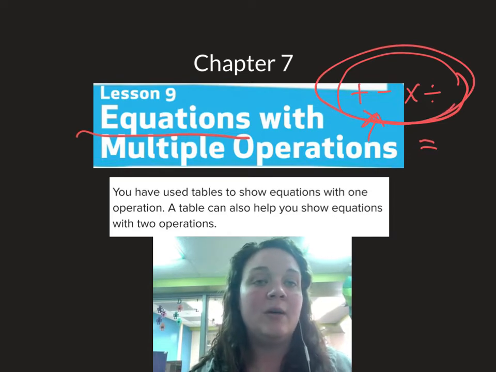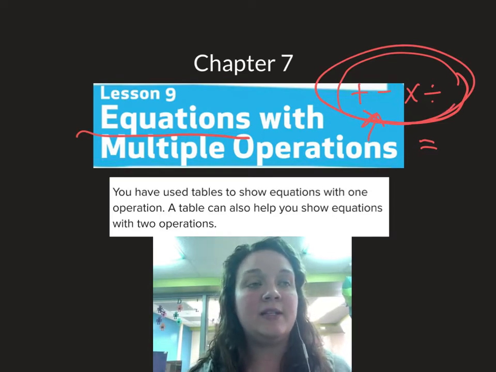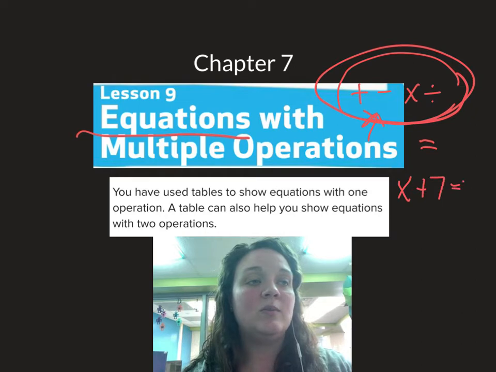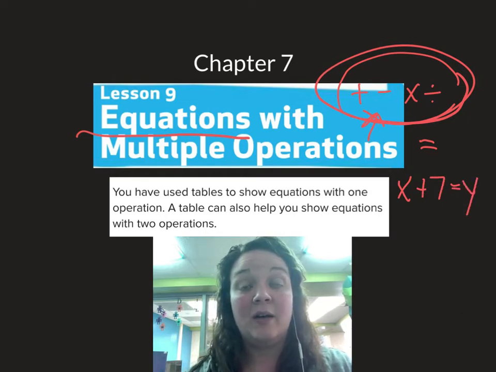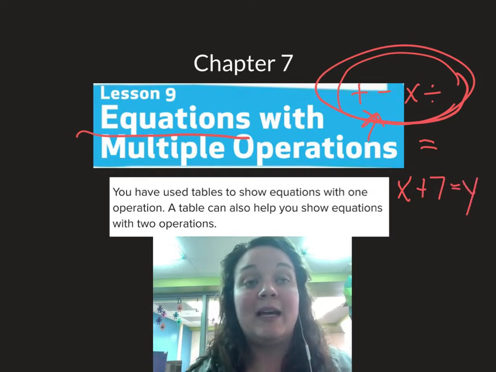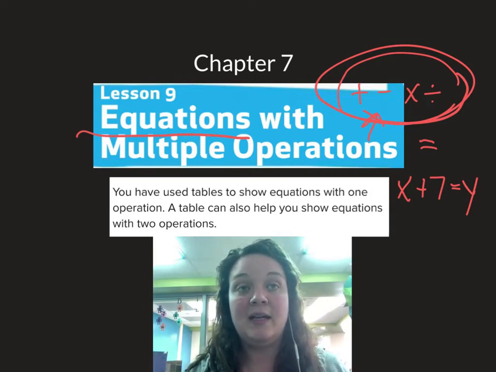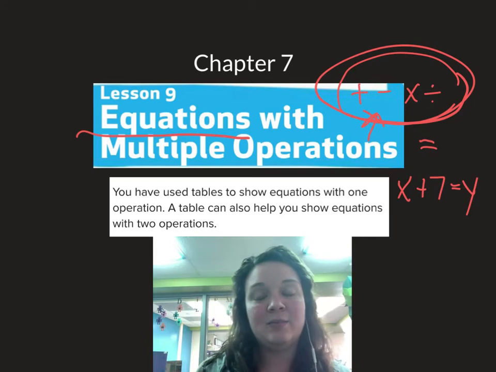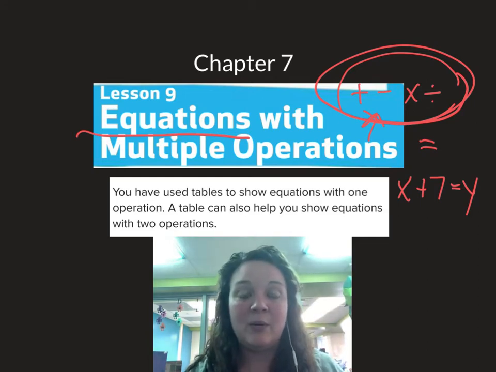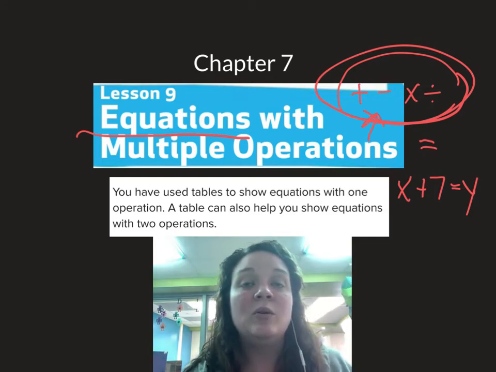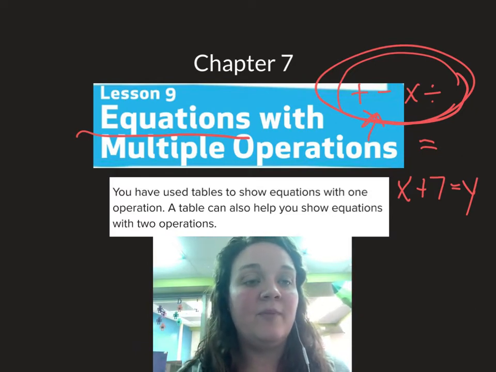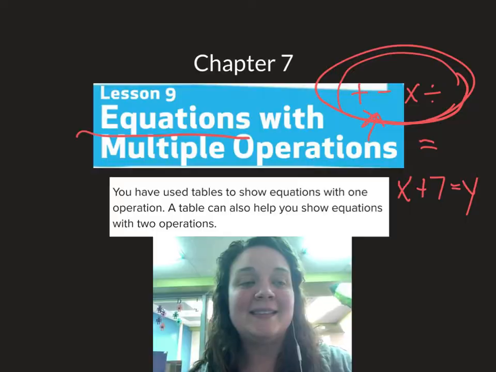Okay, so it says you have used tables to show equations with one operation, right? That's where we had like x plus 7 equals y. So now today we're going to look at tables that have two operations. So it's going to get trickier, but we've already practiced one with adding and subtracting and multiplying and dividing. Now we're just going to maybe add 2, multiply 6, right? So it's going to get a little trickier, but we're up for the challenge, so let's get started.